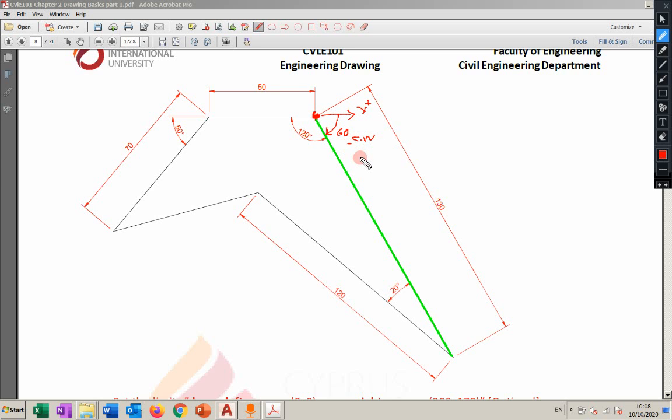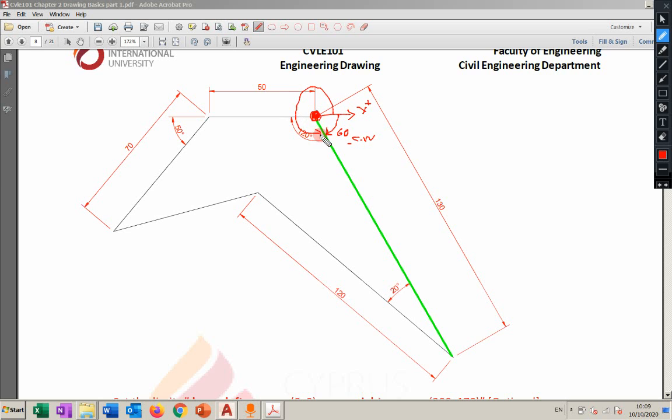Remember, we need the angle from the positive x-axis toward the line. Where is the starting point? This is the starting point, and this is the positive x-axis. We need this angle to draw this line, and this angle is measured clockwise, so we need minus 60 here. Can I use this angle here?